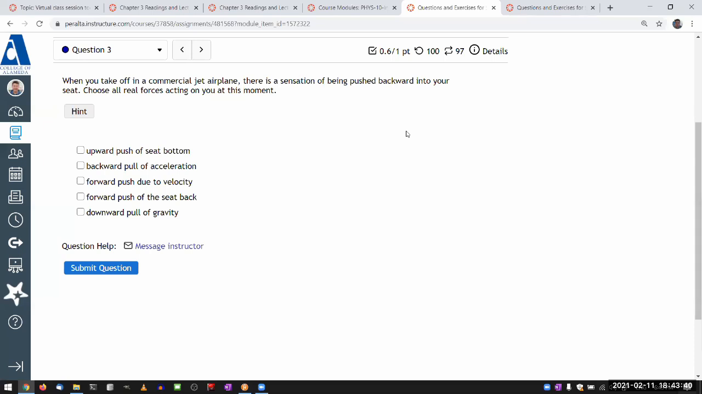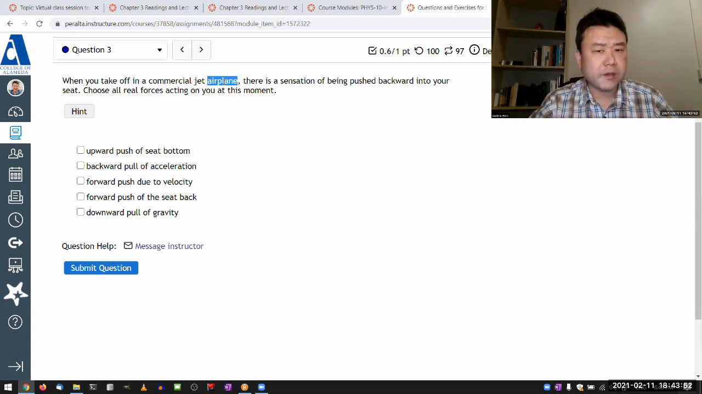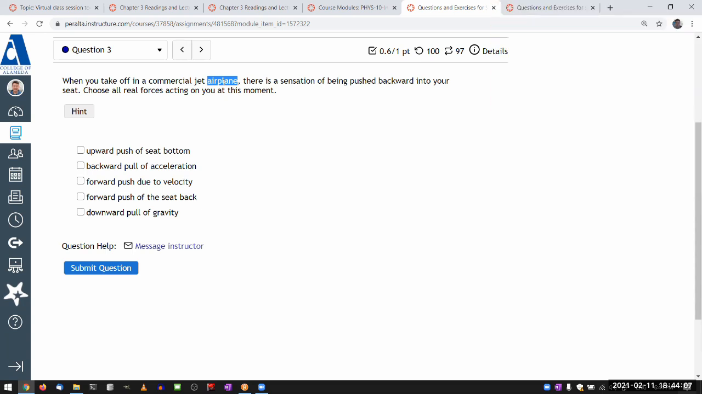So here the scenario I want you to think about is just sitting in some vehicle. It could be an airplane, it could be a car, it could be BART. You have a familiar sensation, as it starts to move, that it feels like something is pushing you backward. That's what you remember. That's the sensation that most people are familiar with. And I want to make sure that we know how to identify the real forces in that situation.